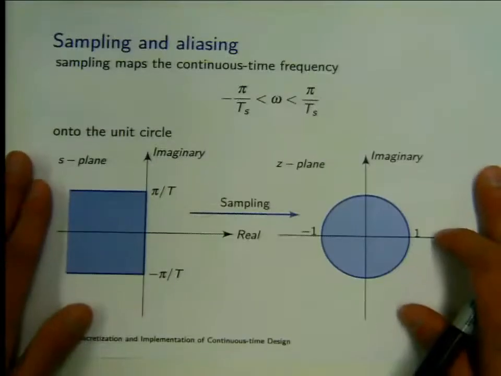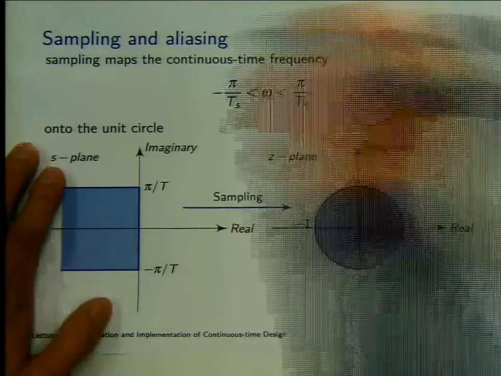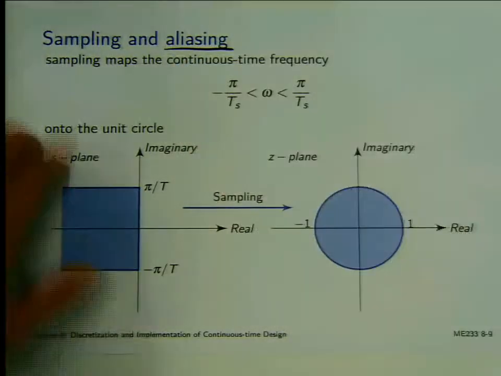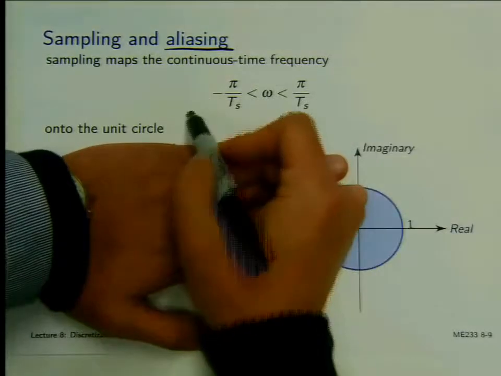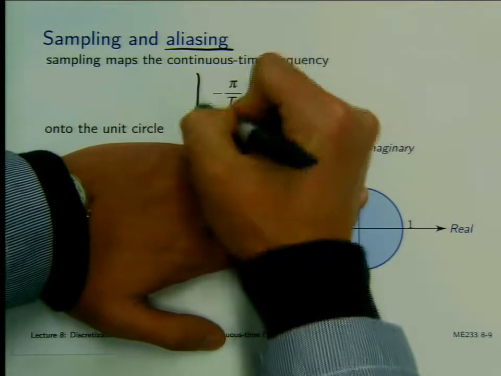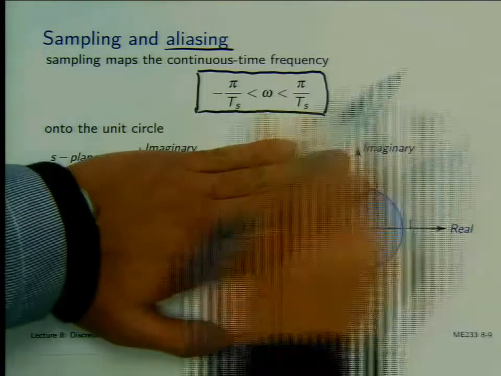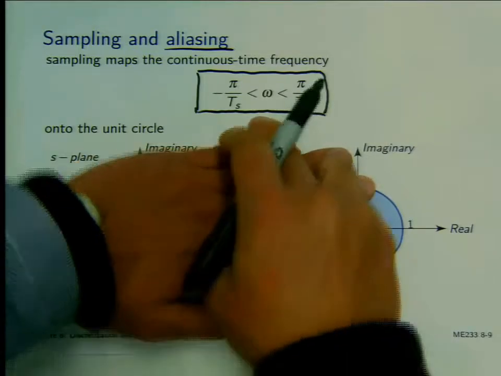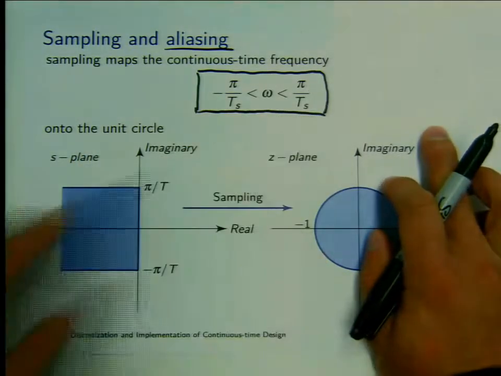Let's talk about another thing that's very interesting. Whenever we talk about sampling, we have to consider aliasing. Okay? So the story goes like this. The sampling theorem tells us that we have to have this inequality, which we just revisited. So the frequency omega has to be within this bound defined by the Nyquist frequency.